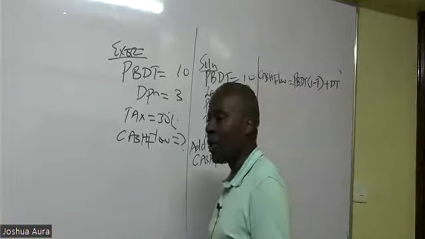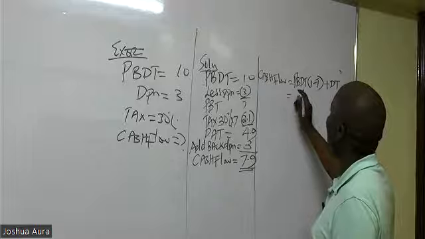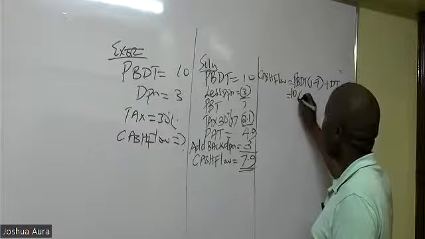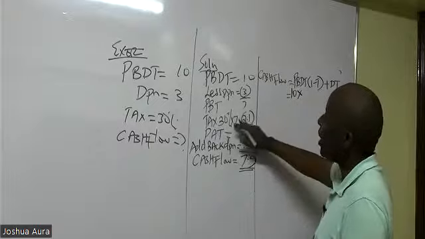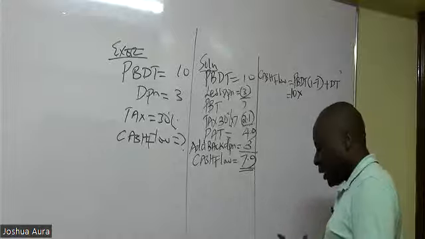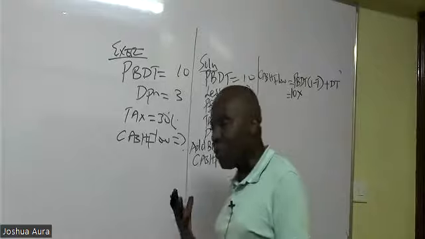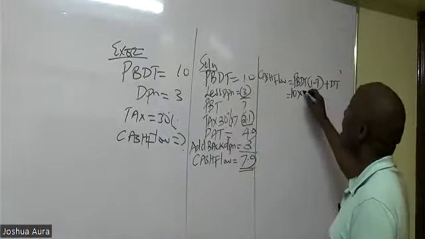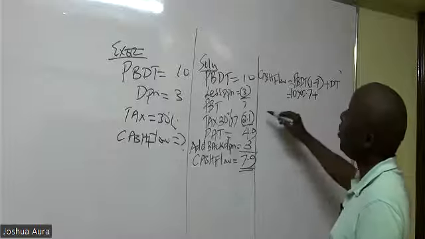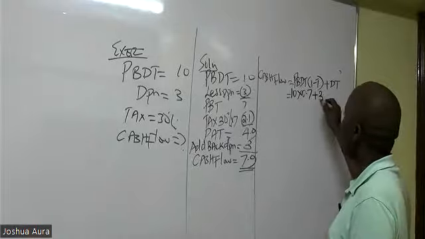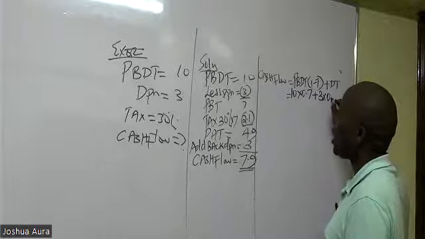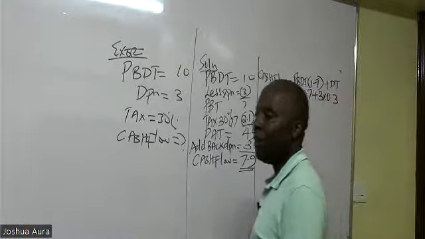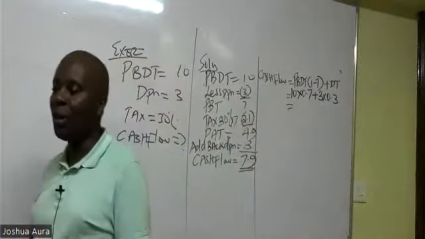Depreciation tax shield. So, ladies and gentlemen, this profit before depreciation and tax is what we already have as 10, right? Times 1 minus 30%. Tax is 30%, which is the same as 0.3. So 1 minus 0.3 is 0.7. So 10 times 0.7 plus depreciation itself, which is 3, times the rate of tax. Rate of tax is how much here? Is 0.3.